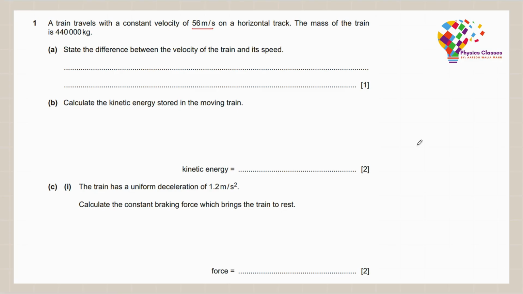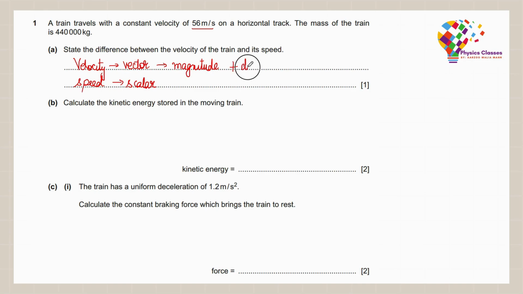As for the A part, it states the difference between the velocity of the train and its speed. See, velocity is a vector quantity. On the other hand, speed is a scalar quantity. So velocity being a vector will have a magnitude and a direction associated with it. Speed being a scalar will only have a magnitude. So 56 meters per second is the speed, but when I say it's 56 meters per second on a horizontal track, that means that is the velocity because it is also telling us the direction.